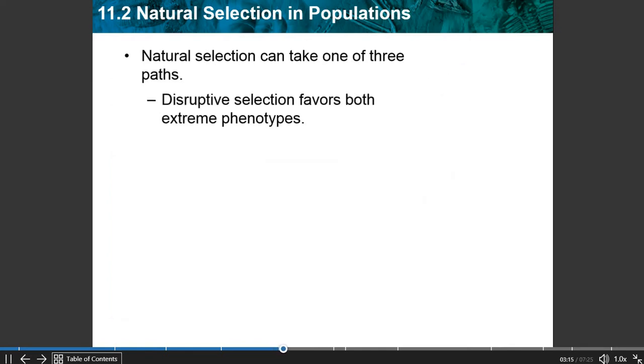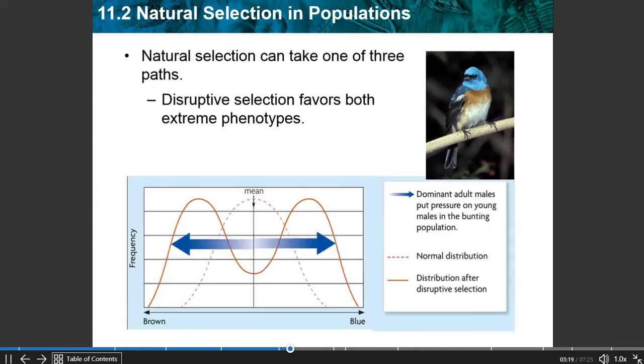The final is disruptive selection, and it favors both extreme phenotypes. What you would end up having happen here is the middle is not good and the ends are the most fit. So you're going to end up eventually having the graph split into two distribution curves. And you would end up seeing that here's what the best of these populations would be. And again, this would be one way that evolutionists would say a population could split.